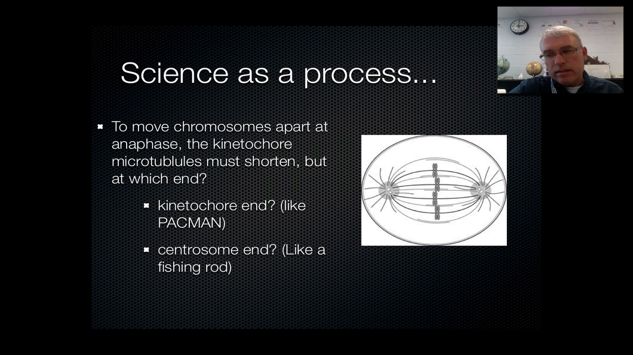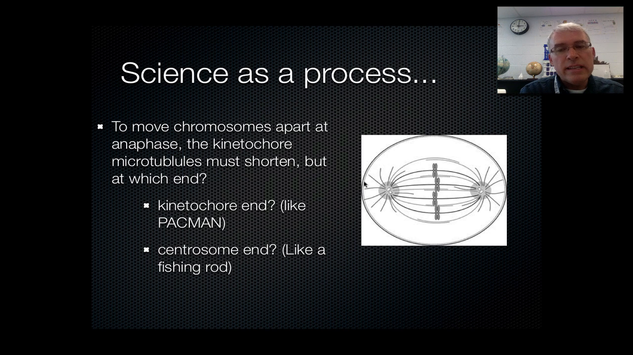Now, to understand how this works, scientists had the basic question: what is causing the chromosomes to move? And once they discovered a way of dyeing the mitotic spindle with fluorescent dyes, they were able to make these microtubules show up, and they immediately wanted to know which end of the microtubules are actually getting shorter, because these kinetochore microtubules have to be shortening if they're going to be moving these chromatids towards the poles.